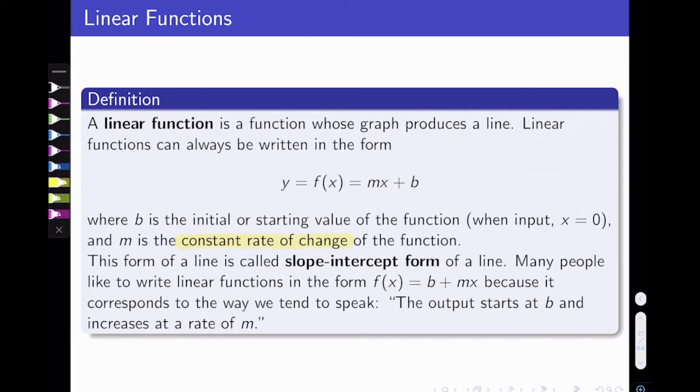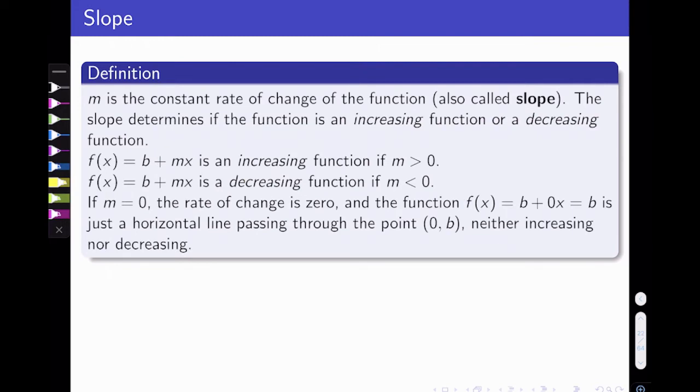This form, y equals mx plus b, is called the slope-intercept form of a line. Oftentimes you may see the form f of x equals b plus mx because it corresponds to the way we tend to speak. And so the way we would interpret this is the output starts at b, the initial value, and increases at a rate of m, if m is positive. m is the constant rate of change of the function, which we define as the slope of a linear function.